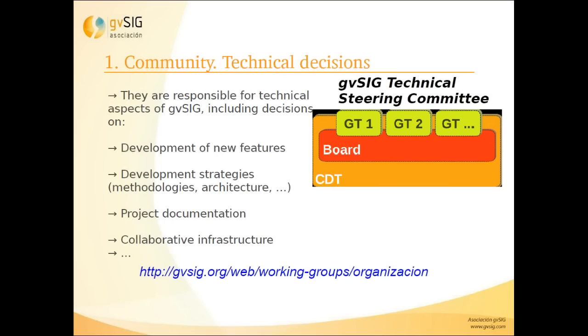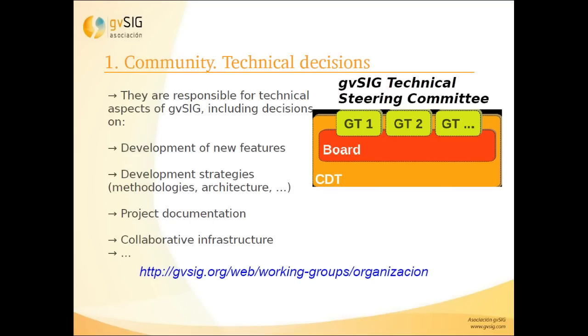On the side of technical decisions, we have another group called the Technical Steering Committee, which is responsible for technical aspects of gvSIG. For example, decisions on what to develop, what new features to add to gvSIG products, or which strategy to use to develop some specific feature for gvSIG. They are also responsible for the project documentation, not only development documentation but also user documentation, and for the collaborative infrastructure.